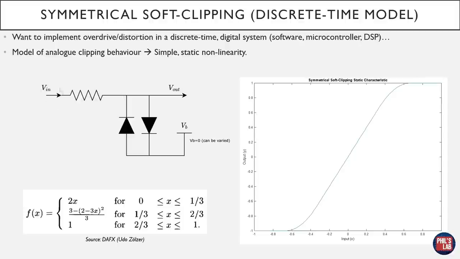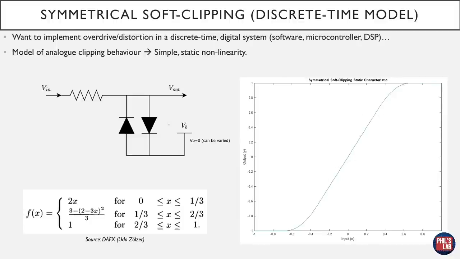Now, if we imagine applying a signal to Vin and we increase the amplitude of that signal, what happens at Vout? Let's just look at a static characteristic. As we start ramping up the input voltage from 0 volts very slowly and seeing what happens to the output voltage, we'll get the graph on the right-hand side, which plots the input voltage on the x-axis and the output voltage on the y-axis.